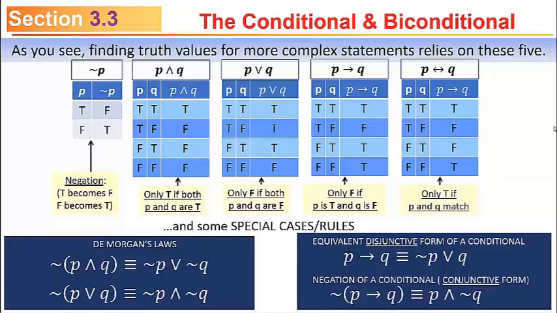And then we've added these special cases. From section 2, we had De Morgan's laws, and from our immediate discussion, we added 2 more from section 3.3, and those are the equivalent disjunctive form of the conditional and the negation of a conditional, which puts it into conjunctive form. In other words, disjunctive form is the one with the or, and conjunctive form is the one with the and. So this page summarizes pretty much the basic tools for sections 1, 2, and 3.